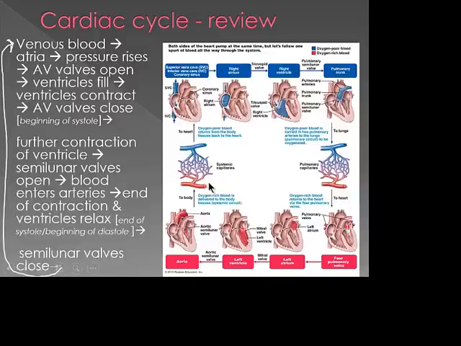Beginning of systole, AV valves close. Beginning of diastole, semilunar valves close. Because if the ventricle is relaxing and these valves are open, blood would come not only from the atria, it would start coming back from these arteries as well. And you don't want that to happen.